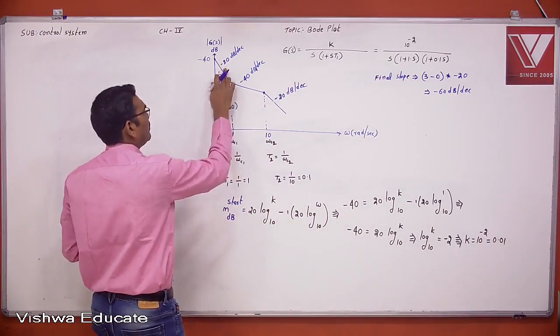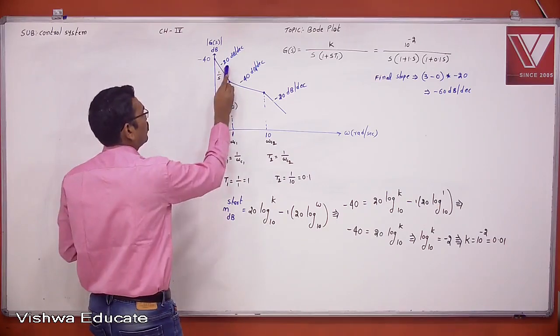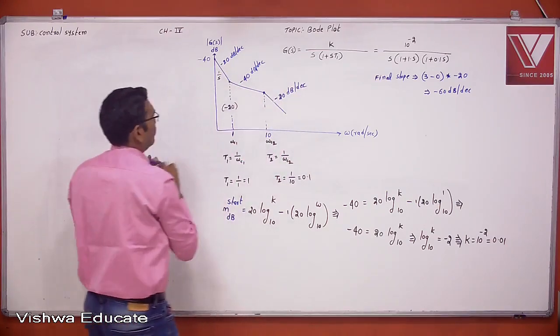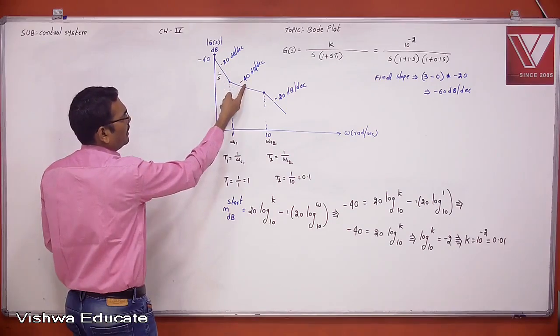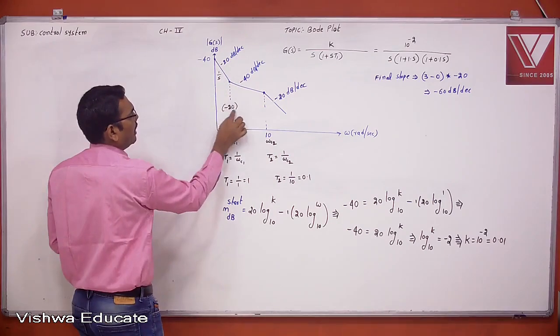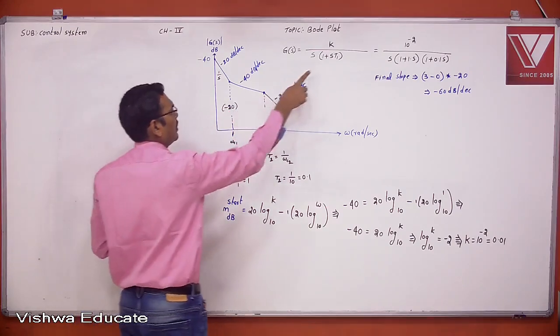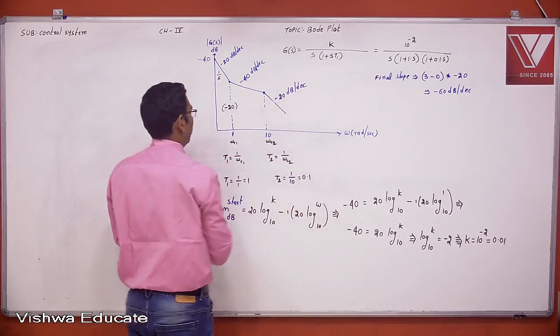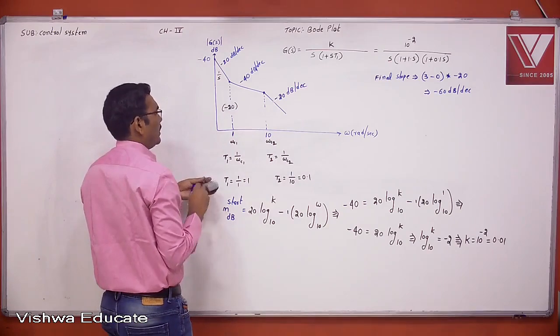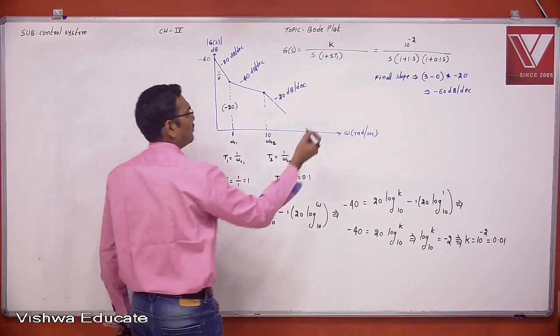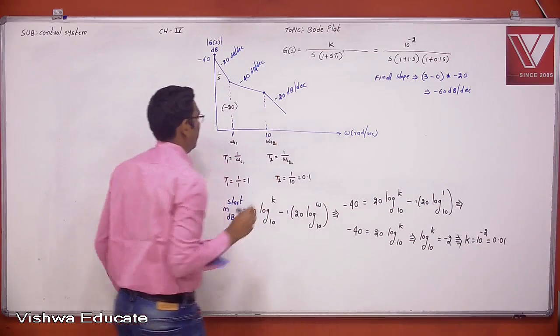Now minus 20 dB per decade is the starting slope, therefore one pole at origin. Now minus 20 will become minus 40, therefore the added value is minus 20. At a corner frequency, this minus 20 is because of one simple pole. So minus 20 dB per decade at a corner frequency is because of one simple pole.